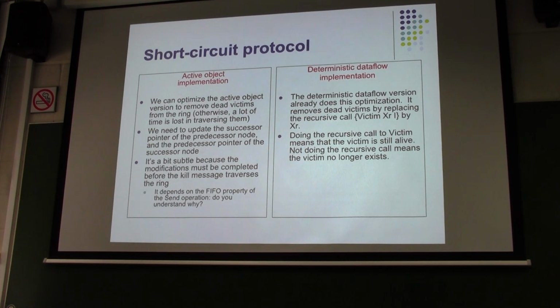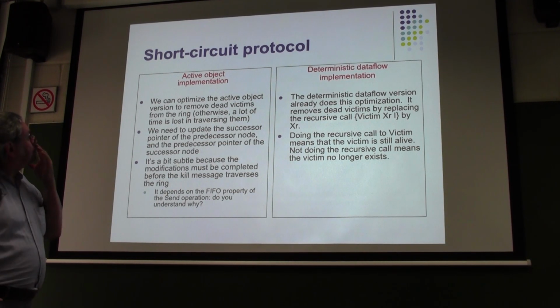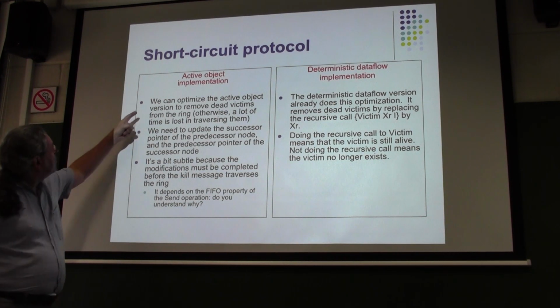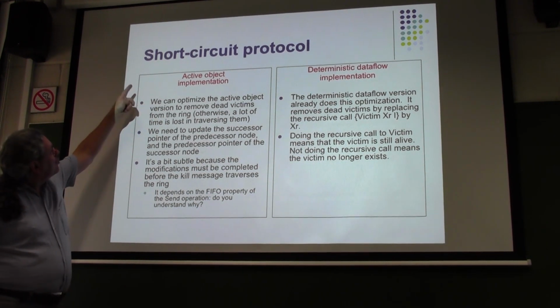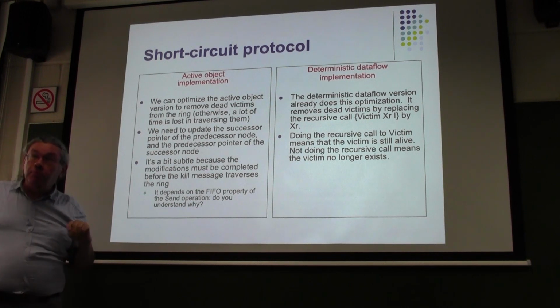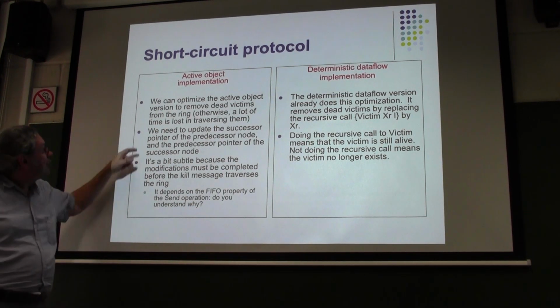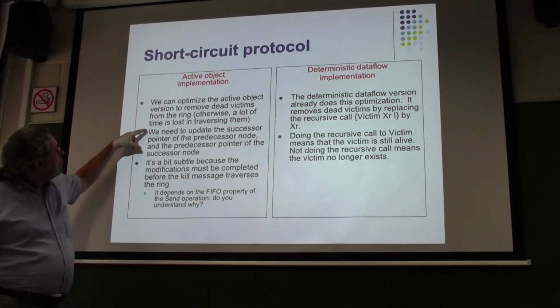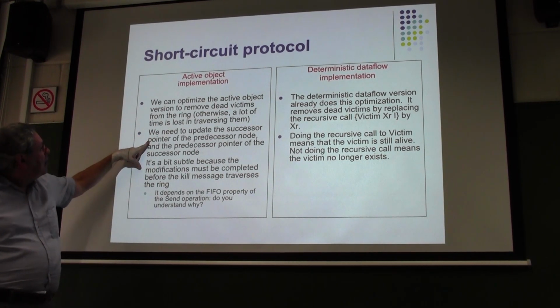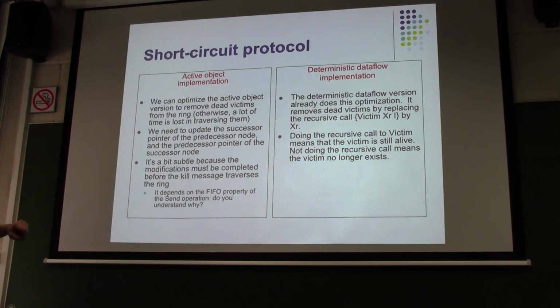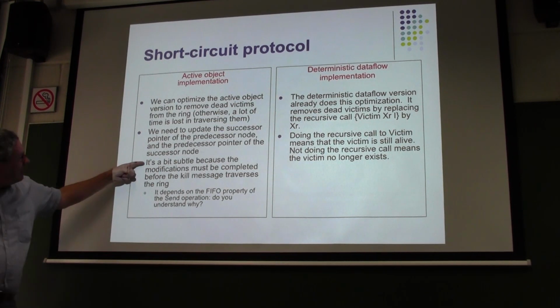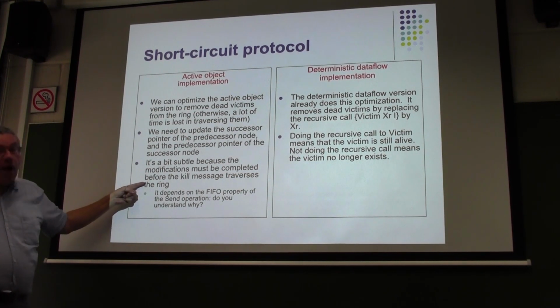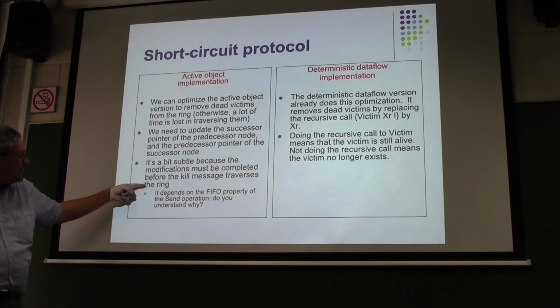So we can explain a little bit. Okay, so the active object version, the short circuit, we actually have to implement with a bunch of code. Remove the dead victims from the ring. We have to update the successor pointer and the predecessor pointer of two nodes. And we have to be careful that it's not giving any problems with concurrency, okay?